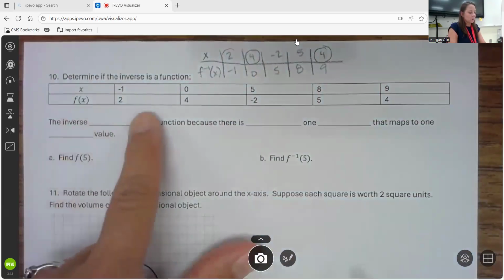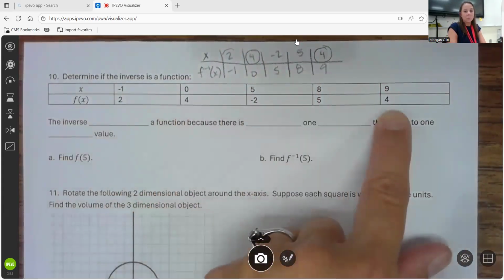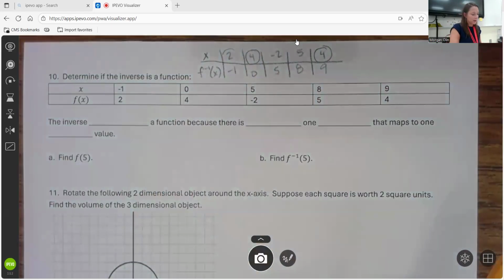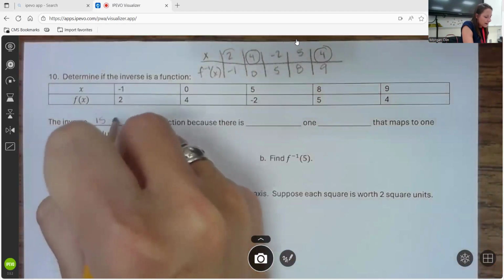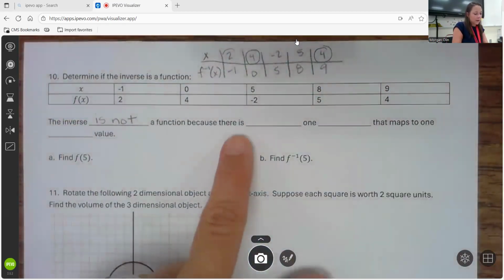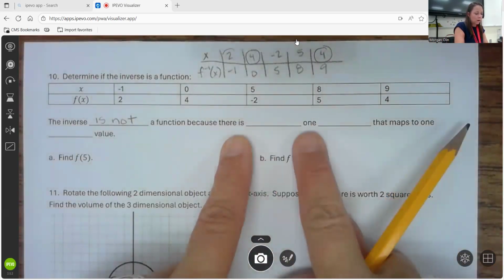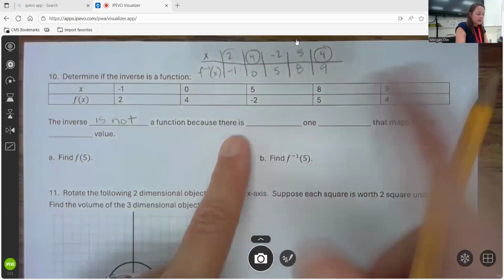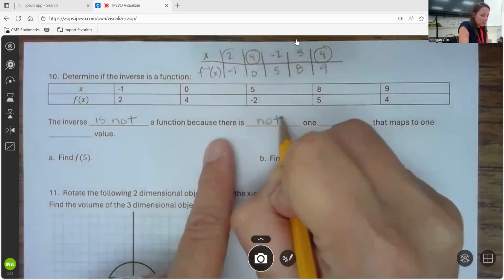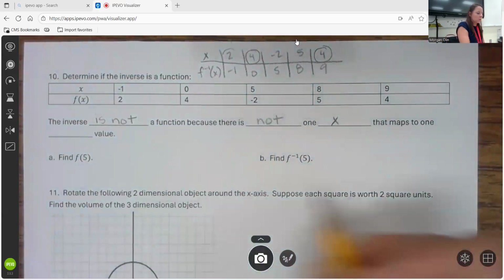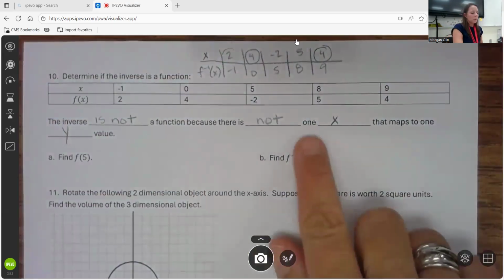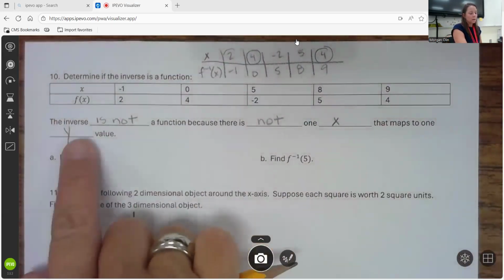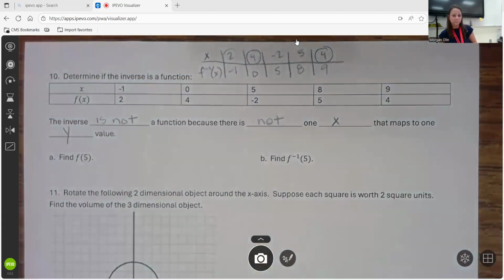If we just look at this, knowing that the inverse switches x and y, if I just look at the y values right here and I see any of the y values repeat, then we know the inverse is not a function. So the inverse is not a function because there is not one x that maps to one y value. It could also be one domain value that maps to one range value as well.